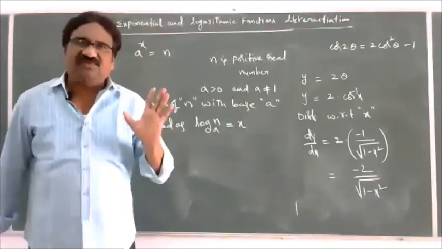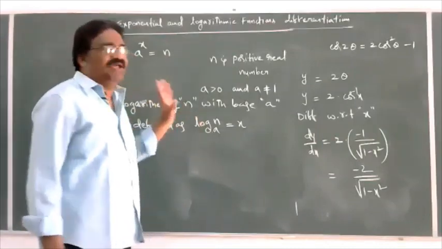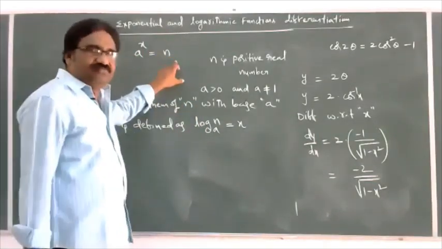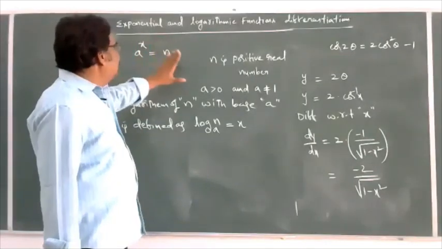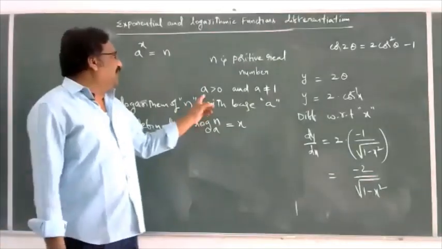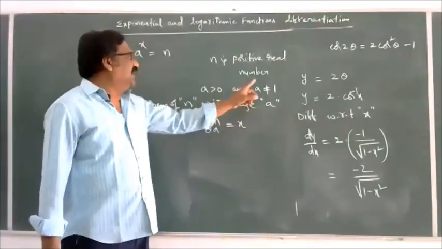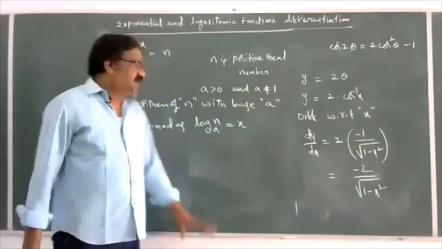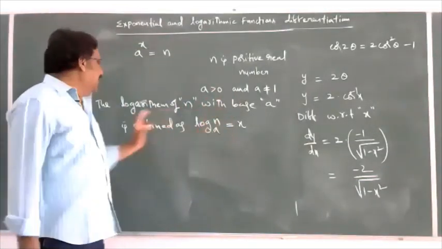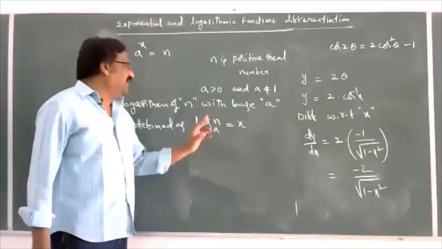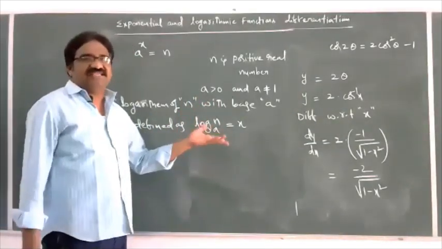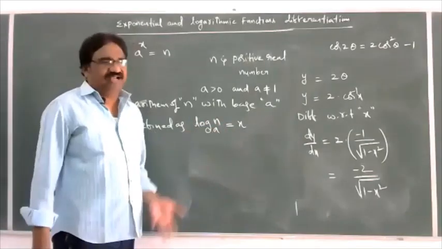That is an exponential function. So what is meant by a logarithmic function? a power x is equal to some n, where n is a positive real number, a is positive and a is not equal to 1. Then the logarithm of n with base a is defined as log n to the base a is equal to x, where x is any real number. Write the definition.